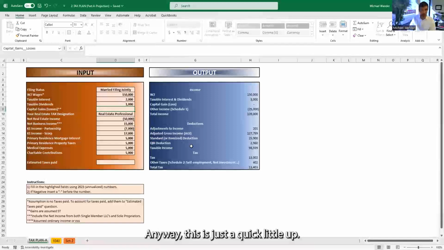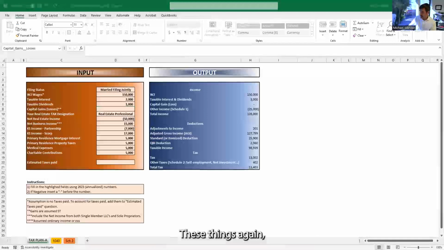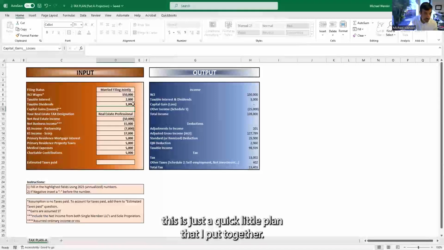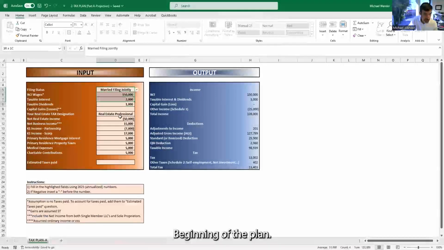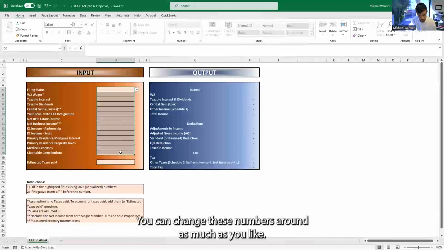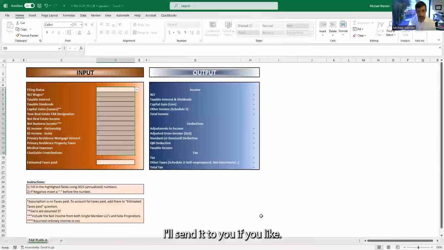Anyways, this is just a quick little plan that I put together. Beginning of the plan, you can change these numbers around as much as you like. I'll send it to you if you like.